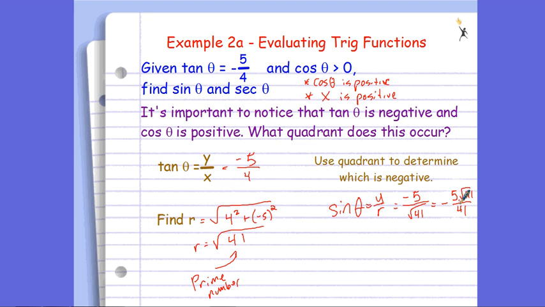And then finally, secant, by definition, is what? R over x. So in our case, square root of 41 over 4. Does everybody understand where I'm getting these y's and x's from, right? From the tangent, the fact that tangent was that. And is there a problem with this one? Nope. It's fine. Square root of 41 over 4 is perfectly acceptable.